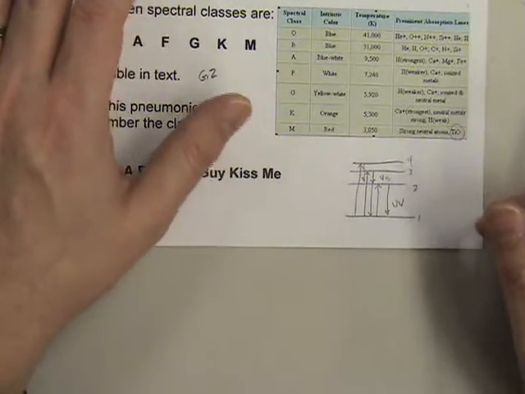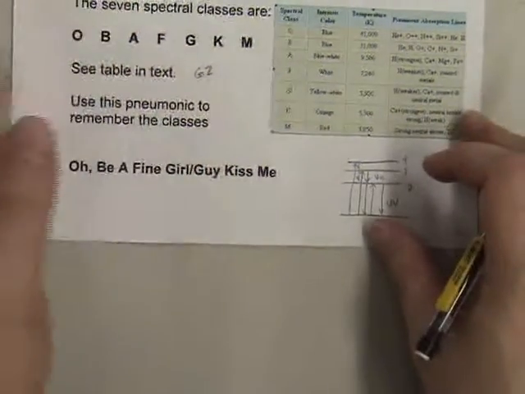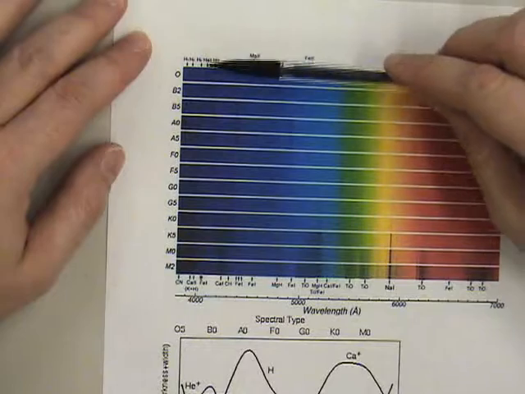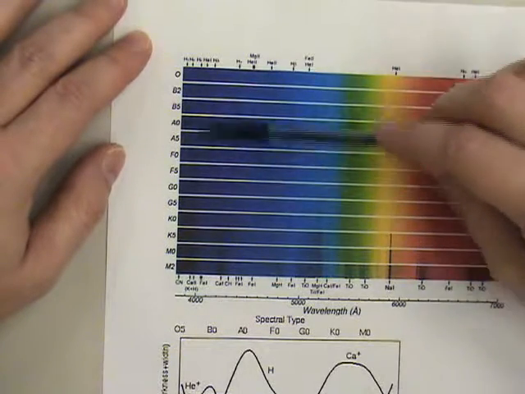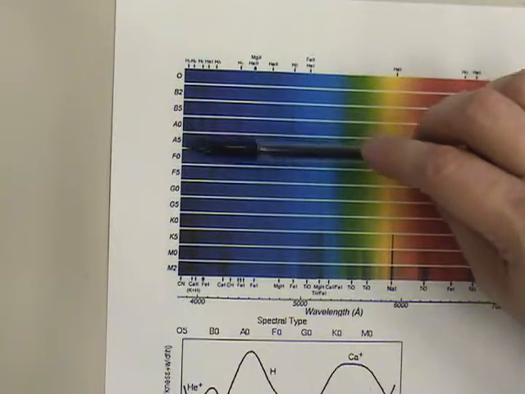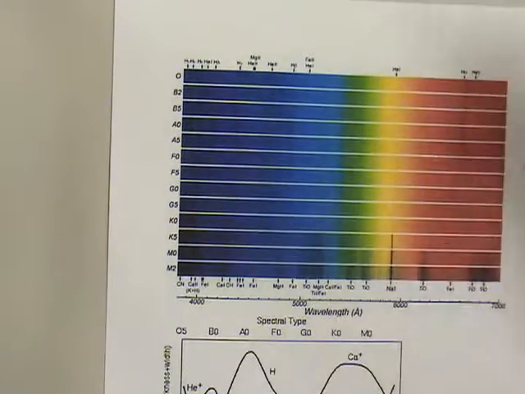And just to give you a sense of this, let me show you the actual spectra of the 7 types, the 7 spectral classes. So here are the spectral classes. So we have 2 representatives of almost all of the stars. So I have an O. Then I have 2 different B-type stars, 2 A's, 2 F's, 2 G's, 2 K's, and 2 M's.